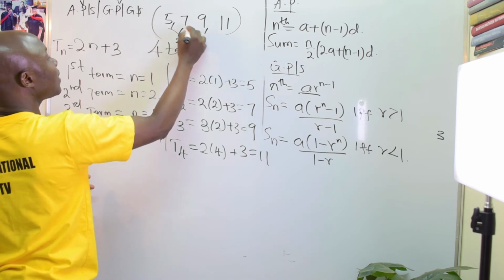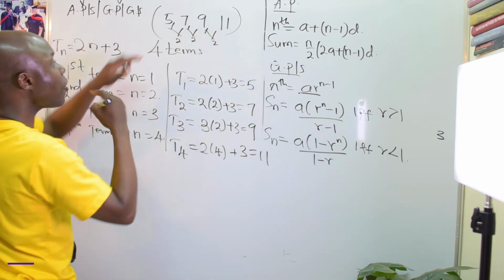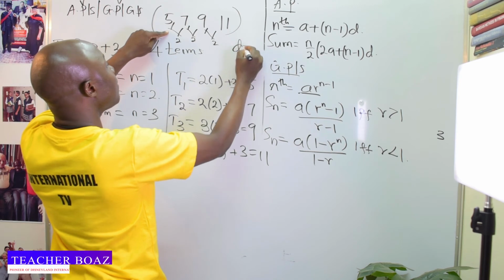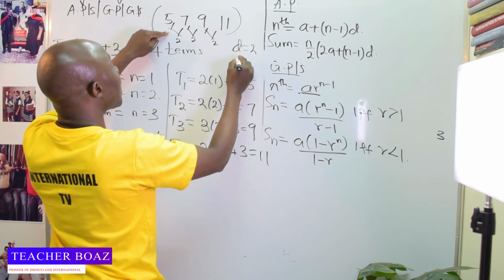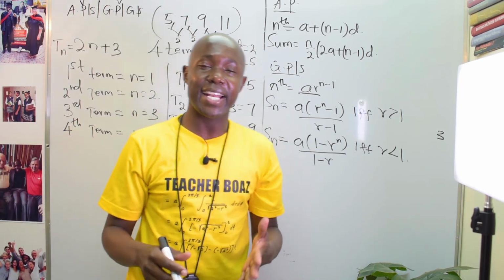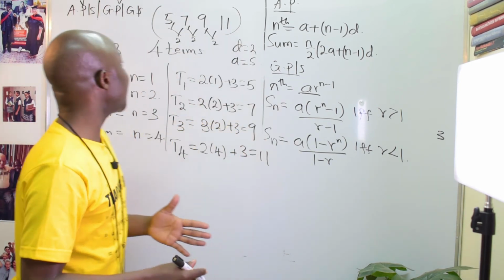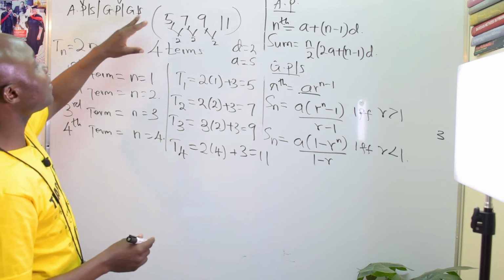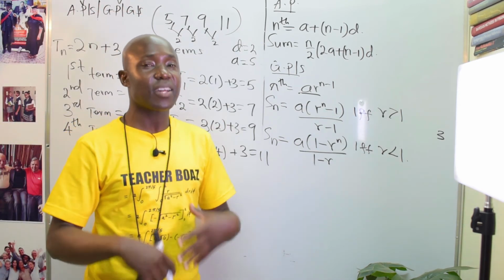The common difference here is 2. So we already know that our common difference is 2. Our first term A is supposed to be 5. Then they may go ahead and ask you to find the sum of the first 30 terms, or 10 terms, or 20 terms?